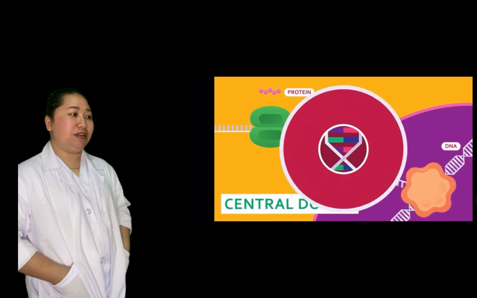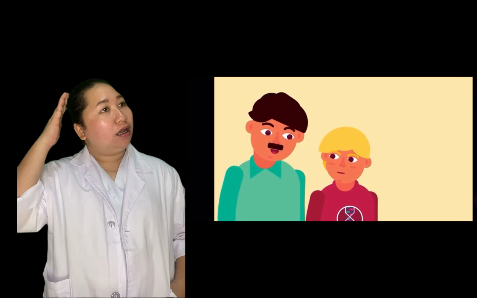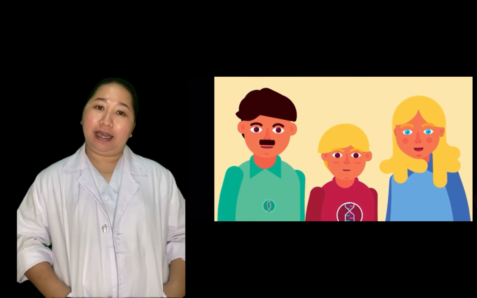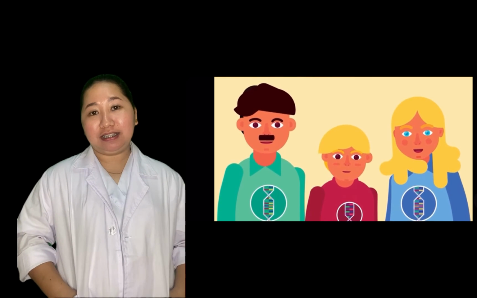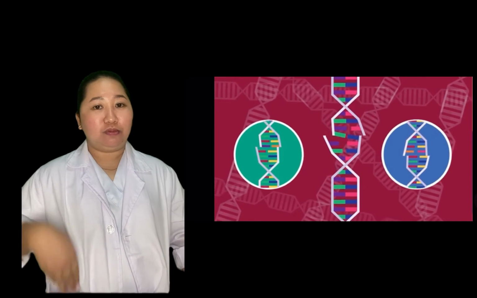DNA contains hereditary information that is passed on to you. If you and your father have the same color of eyes, or your hair is as silky as your mother's, it is because of DNA you inherited from your parents. Even many diseases can pass on from generation to generation.